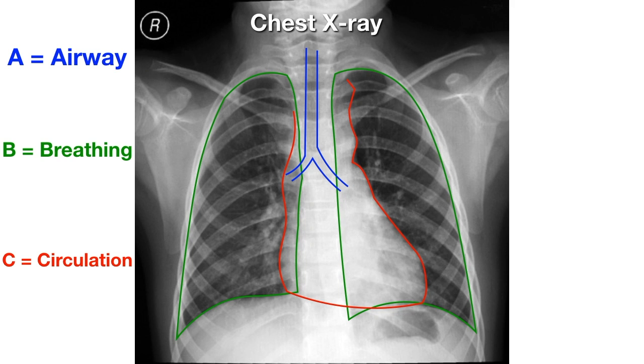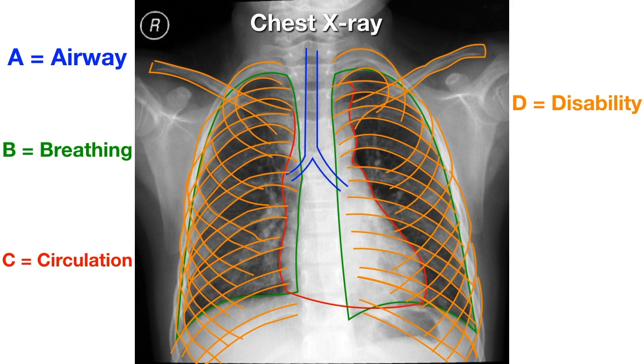Then you're going to move on to D, which stands for disability. This is when you're going to take a look at the bones for any abnormalities or fractures. I start off by looking at the clavicles, and then I move down to the ribs. I take a look at the posterior aspect of each rib, and I follow it along the lateral border and observe any anterior portions that I can see.